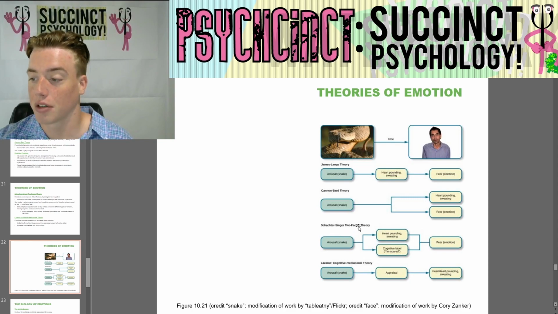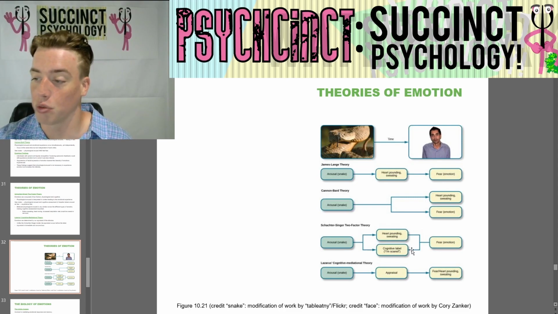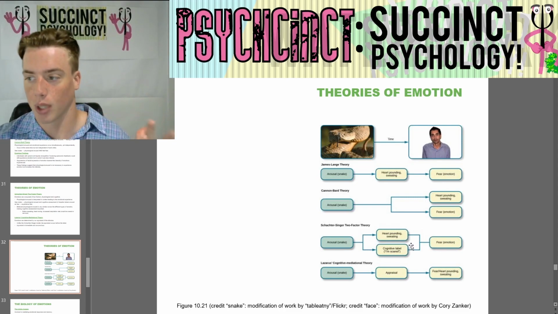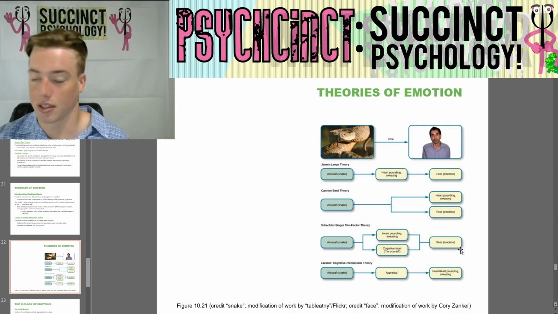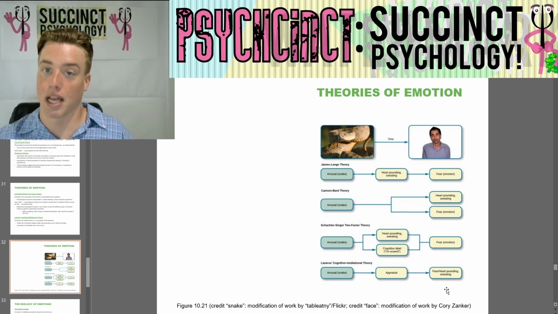Now, the Schachter-Singer two-factor theory: you see the snake, you have the physiological response of your heart pounding and sweating, and then you have a cognitive label of that reaction as "I'm scared," which means that you have the emotion of fear. And finally, the Lazarus cognitive mediational theory: you see the snake, you appraise it, and then you register that you have fear, your heart's pounding, and you're sweating.